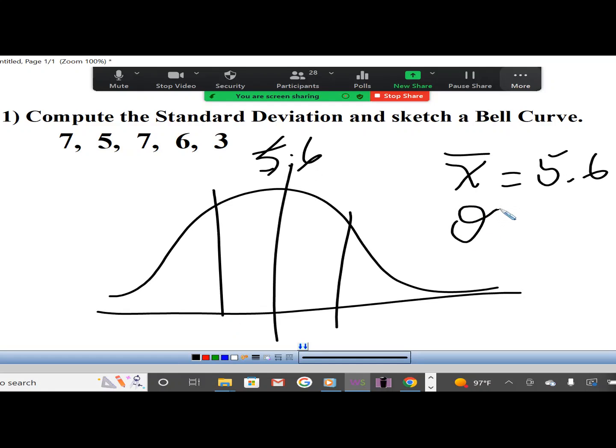Pass the one, Devin. Andrew, what'd you get? 1.5? 1.5. Hands if you got that, approximately. Yes. All right. And of course, once you sketch your standard deviation, tell your neighbor the average of that data, please.